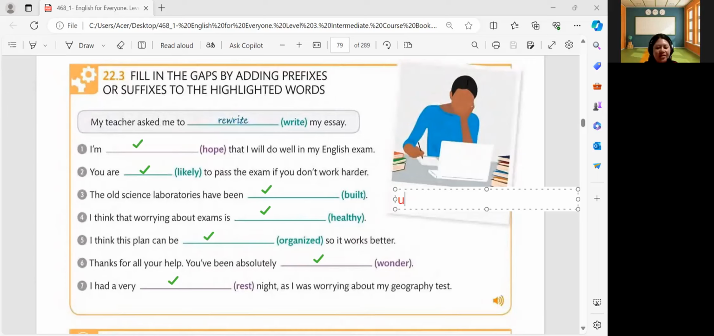How about the word "unhealthy"? My friend eats fast food and is unhealthy. Okay, correct. Last one, "unrest." I can't rest because tomorrow I will have the exam. Okay, very good answers. Thank you so much.